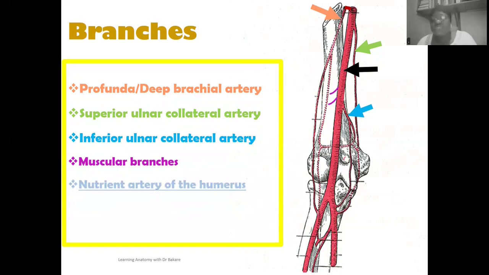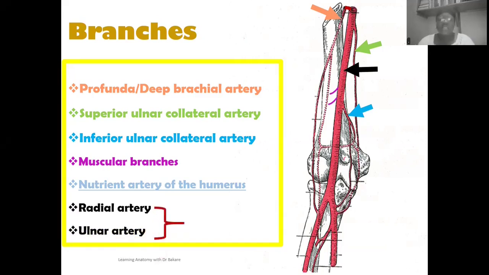Then we have the nutrient artery of the humerus. This nutrient artery of the humerus is mostly seen as an emergence of the profunda or the deep brachial artery, but may sometimes be seen to emerge directly from the brachial artery. Then the last emergence has the two terminal branches, which are the radial and the ulnar arteries. These two arteries are what the brachial artery will finally terminate and divide into.